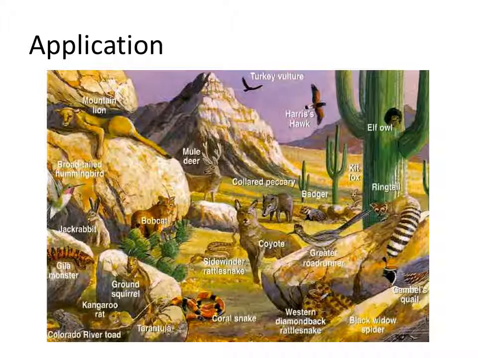Go ahead, keep on giving examples of interactions like the turkey vulture, like the mountain lion. You have also the coyote, you have the coral snake, you have the badger, you have the ringtail, and many other examples. And try to describe how are they using the environment around them. Good luck.